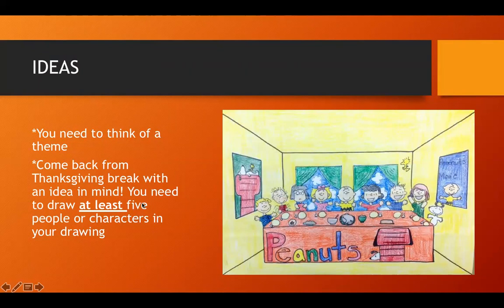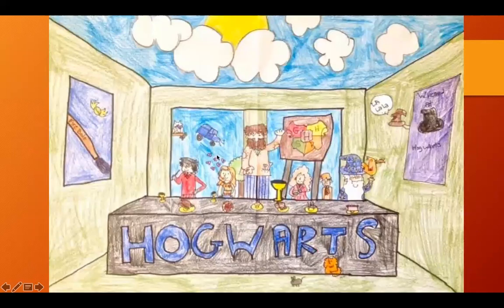So once again, you need at least 5 characters. You need to draw things in the frames. You need to draw things in the windows. They need to have food. And then you can decorate your room as you want.